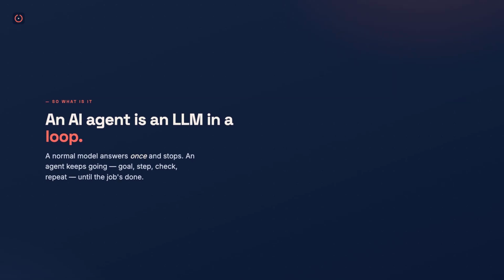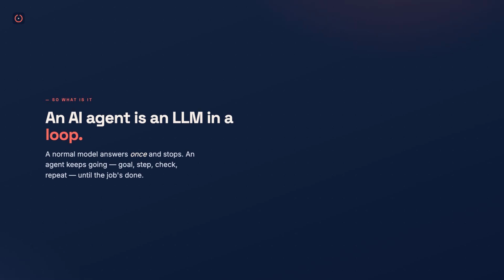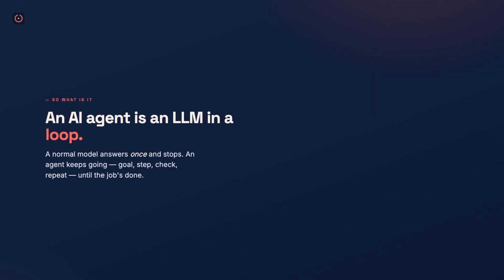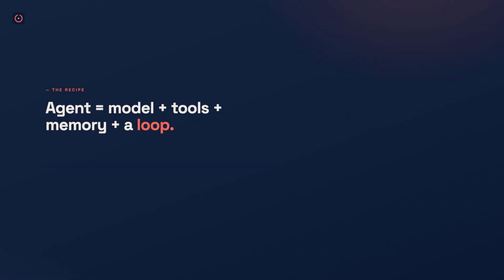Once you strip the hype off, a normal model answers once and stops. An agent is the same model, put in a loop. It sets a goal, takes a step, looks at what happened, and goes again until the job is done. Under the hood, every agent is the same four ingredients.